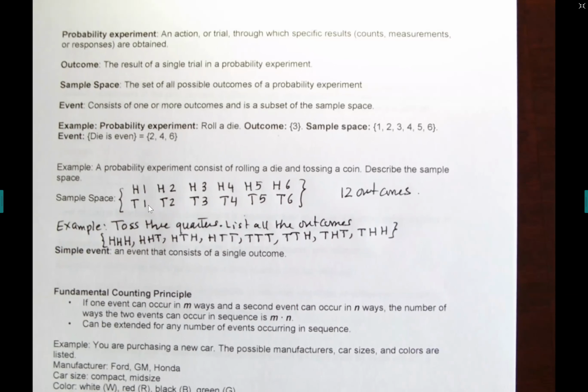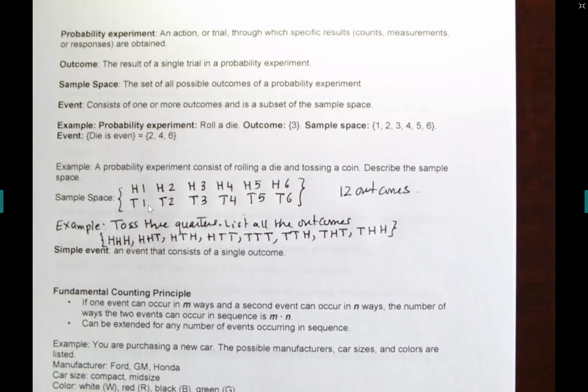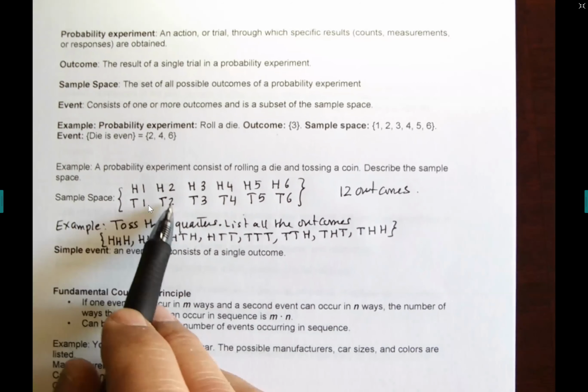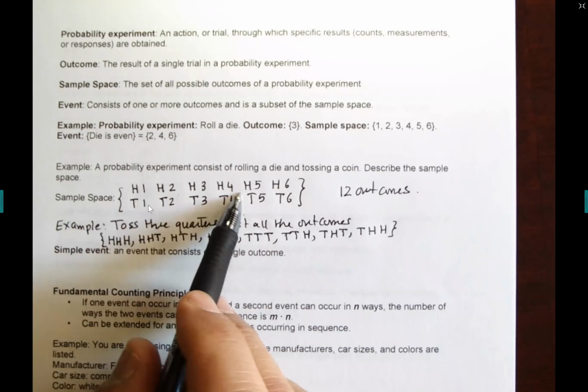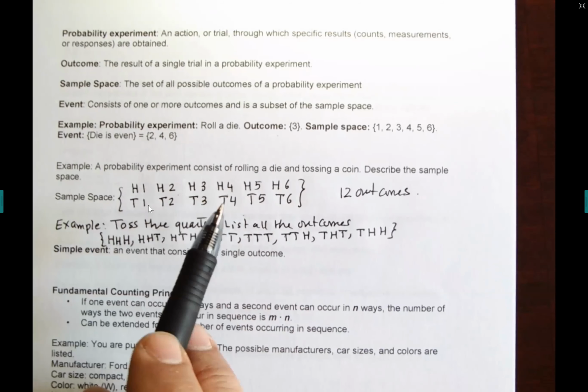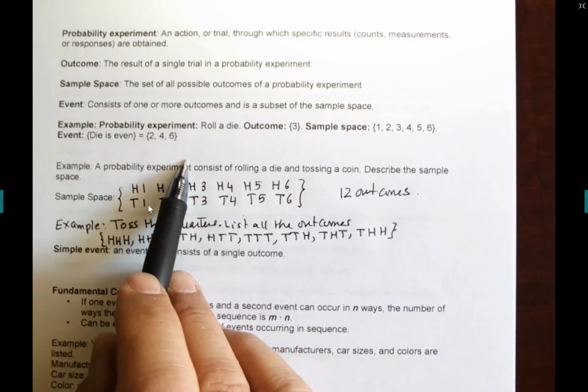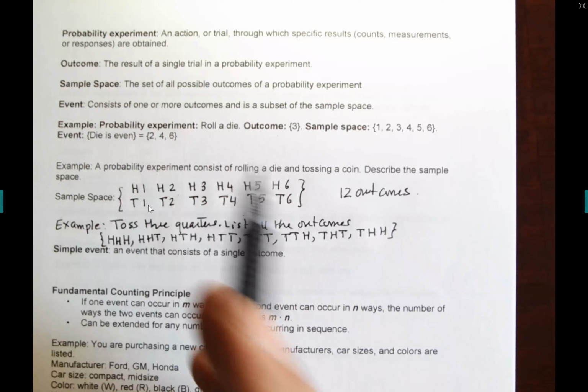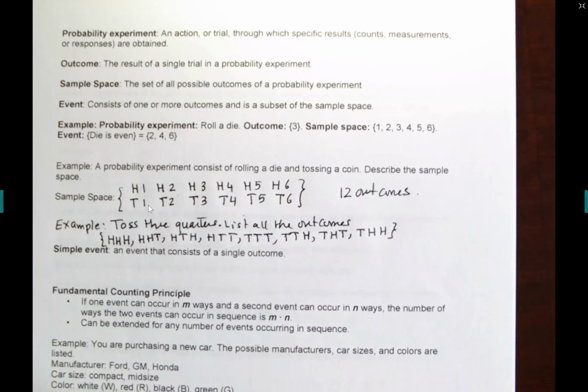Okay. Now, let me show you guys here that if I ask you how many outcomes there are, you really didn't need to list them. You could have figured this out without even listing them. And I'm going to show you how. If you roll a die, there are 6 outcomes. If you toss a quarter, there are 2 outcomes, head or tail. Look what you can do, guys, simply. Just multiply 6 by 2. What is 6 times 2? 12.